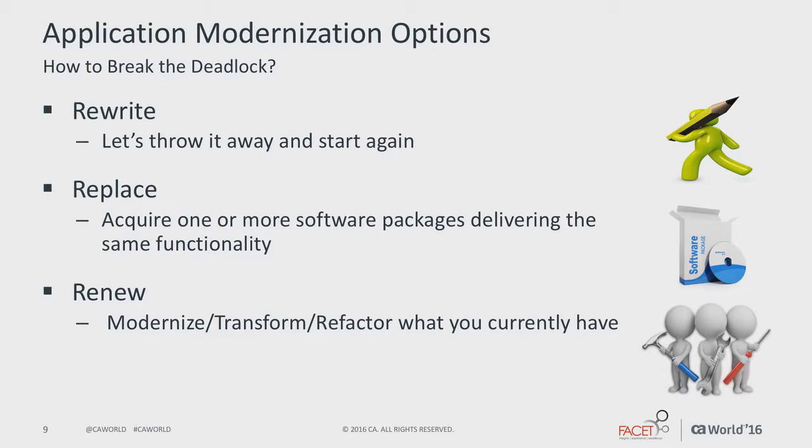So let's think about different ways you can address application modernization. We're going to touch on some of those approaches. There's the rewrite, let's just throw it away and start again. It's very difficult to do these. These aren't small systems. These are systems that are $50, $100 million builds over 10 or 20 years, and to start again, it is not cheap.